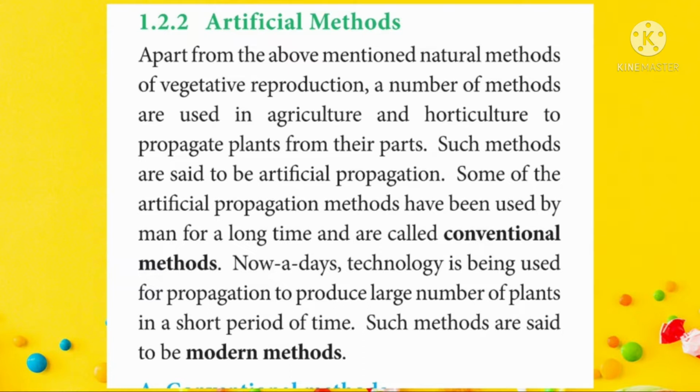And nowadays many modern sophisticated techniques are followed in agriculture and horticulture to propagate plants in a very short time, with very large numbers of plants. For example, tissue culture, likewise gene cloning. These methods are called modern methods. So artificial methods are divided into two types. One is the conventional method, another one is the modern method. Now we are going to see about the conventional method.